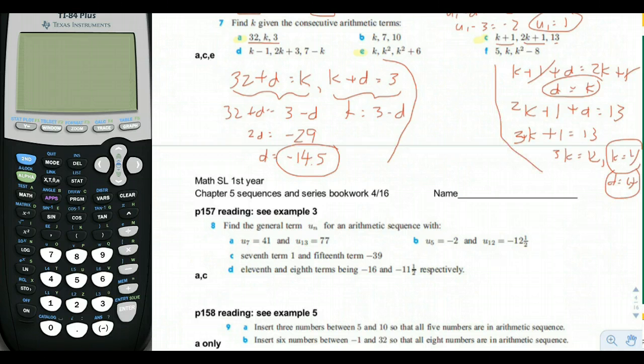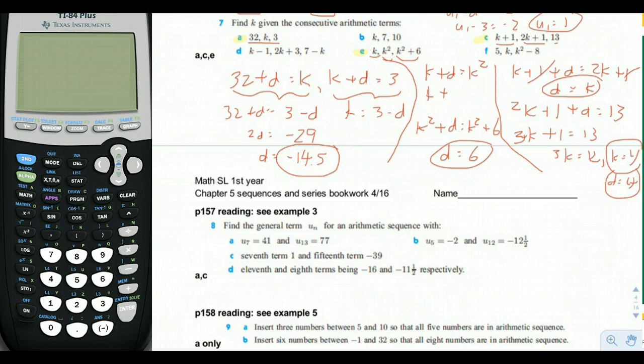Okay? And then the last one would be e. So we have k squared, and k squared plus 6. Again, we just do the same thing. k plus d is equal to k squared, and k squared plus d is equal to k squared plus 6. And hey, what do you know? If k squared plus d equals k squared plus 6, we already know that d equals 6. This kind of looks scary, but it's not really that bad. k plus 6 is equal to k squared.